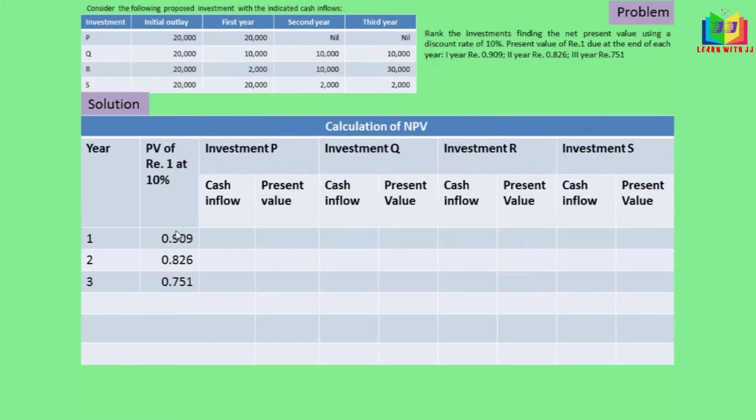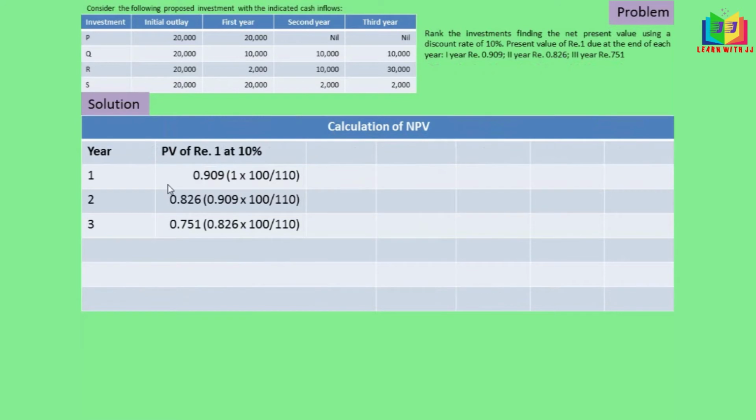First I have written the present value of 1 rupee at this 10% discount rate. Next I have to write the cash inflows for the first year, second year and third year. If the present value of the rupee is not given, we can find it, and this is nothing but 1 into 100 divided by 110. If the percentage is 10%, we write 110. If it is 15%, we write 115. If it is 20%, we write 120.